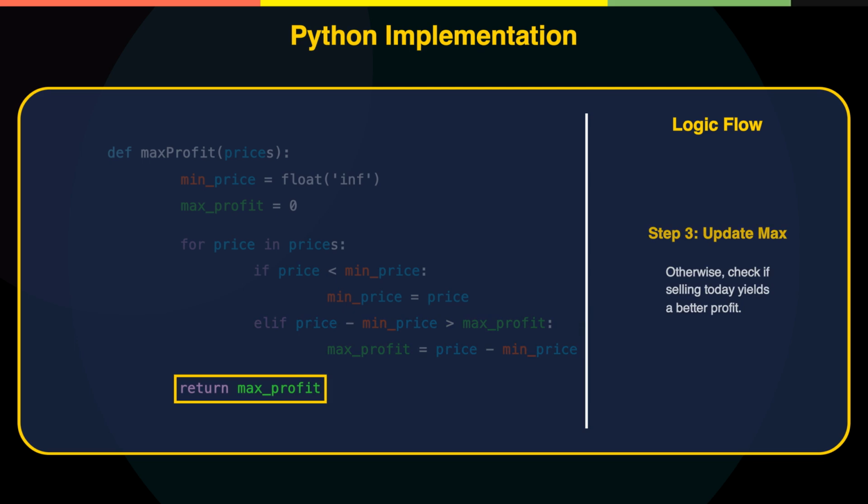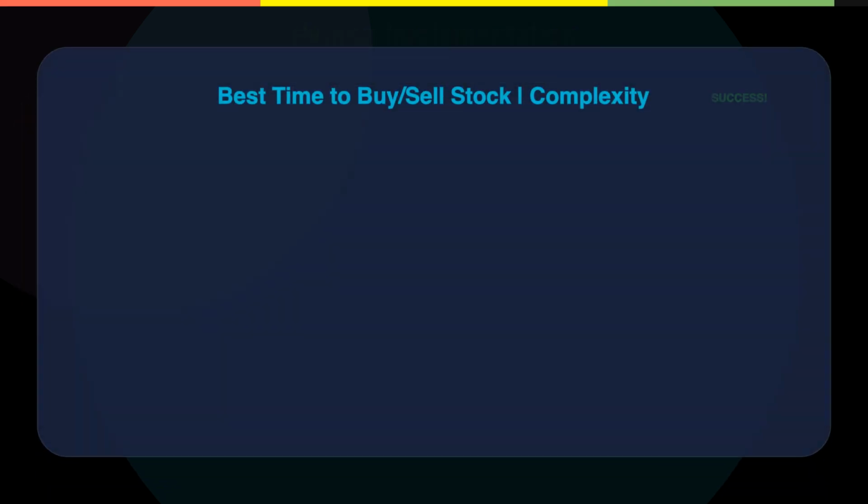This approach is elegant because it only requires one pass through the data, giving us a time complexity of O of n, and since we only store two variables, the space complexity is a perfect O of 1. And that is the best time to buy and sell stock challenge mastered.